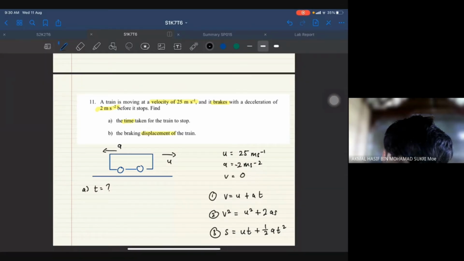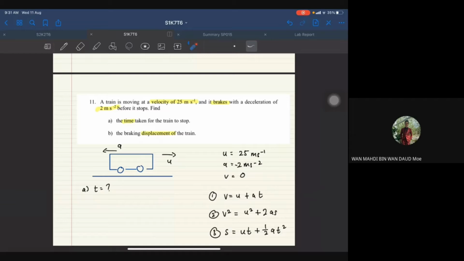Kita nak pakai equation mana? We have U, A and V. We want to find T. Equation 1, 2 and 3. Which one you want to use? 1. Okay, 1. Okay, good. Very good. Nampak clear kan? Okay. Write down dulu.